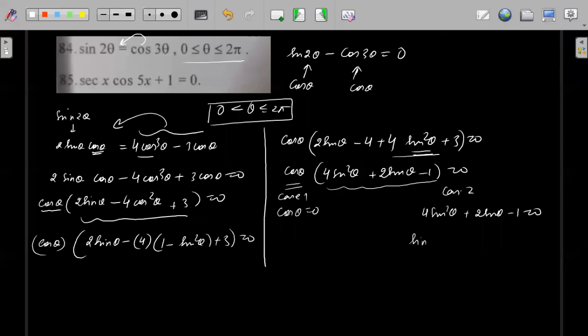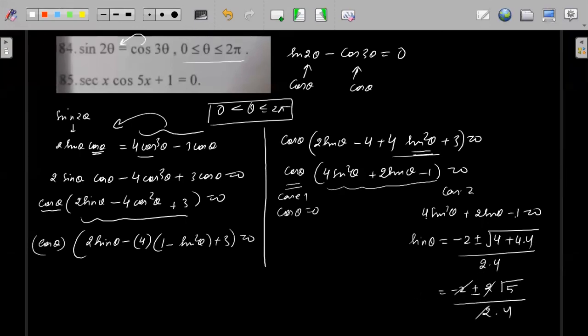So sine theta is equal to minus 2 plus minus under the root of b square, which is 4, plus 4 into 4, b square minus 4ac. Minus 4ac is plus 4, divided by 2a, 2 into 4. So this is minus 2 plus minus, I can take 4 common out, so this is 2 root of 4 plus 1, 5, by 2 into 4. So 2 and 2 get cancelled. So this will become minus 1 plus minus root 5 by 4 is equal to sine theta.